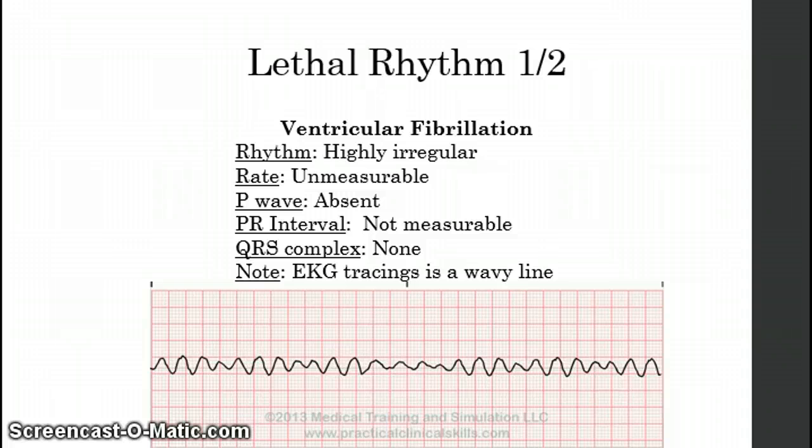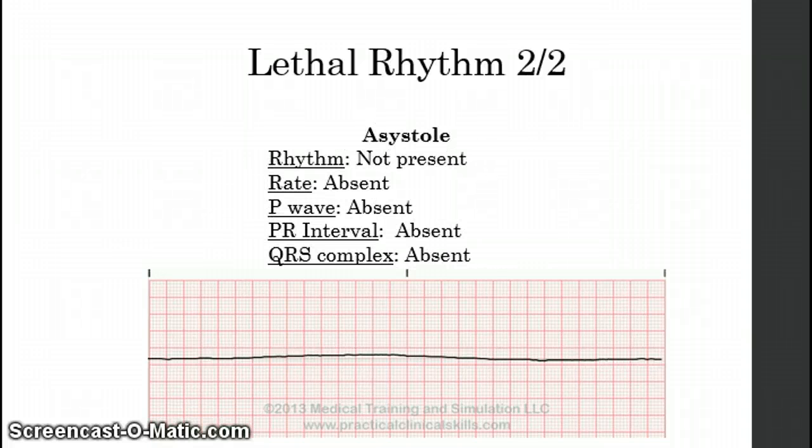So I just wanted to show you guys some of the lethal rhythms. Here is VFib, in which everything is out of whack. Treatment requires immediate CPR and other code measures. So notice you can't tell anything here. Asystole, this is when you are flatlining. This also requires immediate CPR combined with IV epinephrine.